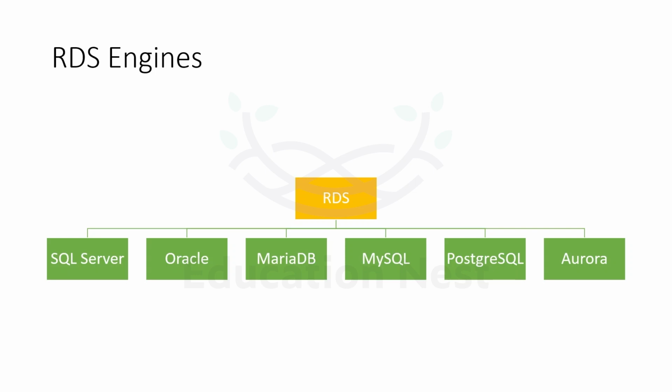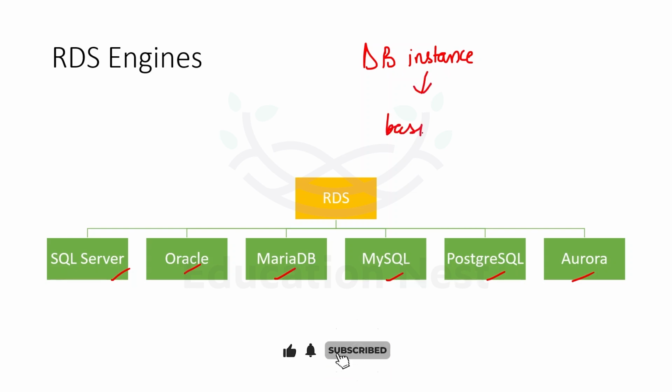The next topic is RDS engines. If we talk about different RDS engines, we have the options of SQL Server, Oracle, MariaDB, MySQL, Postgres, and Aurora. Before we go into the depths of this, let us talk about something called a DB instance, that is, a database instance. A DB instance is an isolated database environment in the AWS cloud. This is the basic building block of RDS.